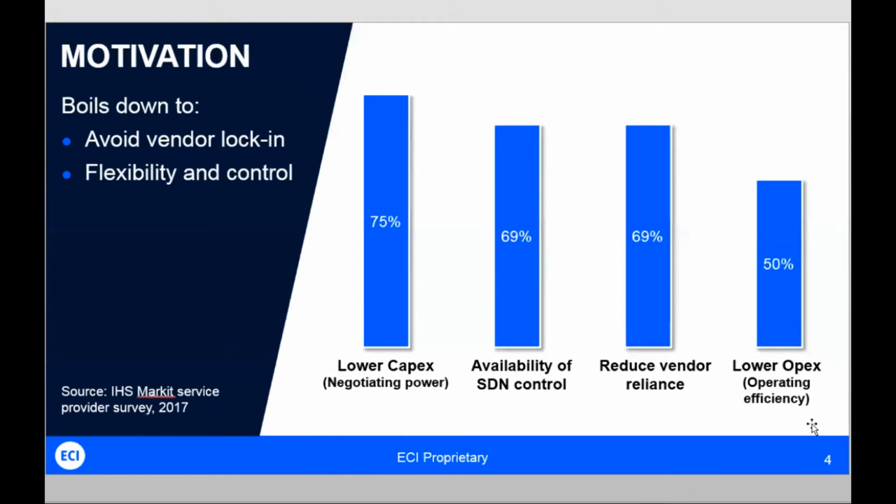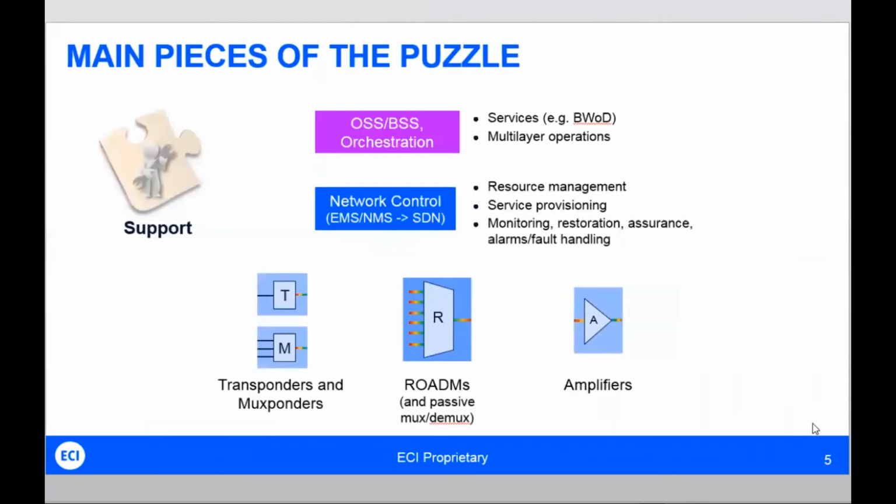People want open systems, again, with powerful APIs on top of them so that they can be controlled and you can gain the benefits of SDN. Reduced vendor reliance is more along the lines of the first one in terms of lower CapEx. And then there's the last one, lower OpEx, which I'll be honest, I don't fully understand, but I guess people would figure out that if they can control their own systems and customize them the way that they want, they'll end up with lower operating costs. So these are the general motivations that people have to pursue open optical systems.